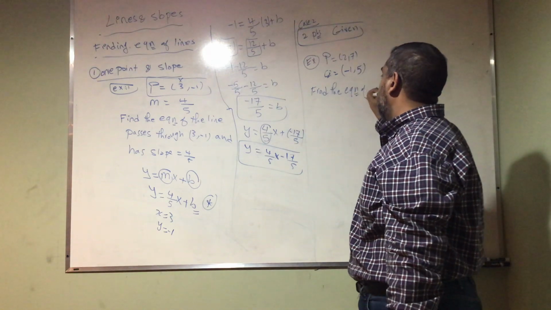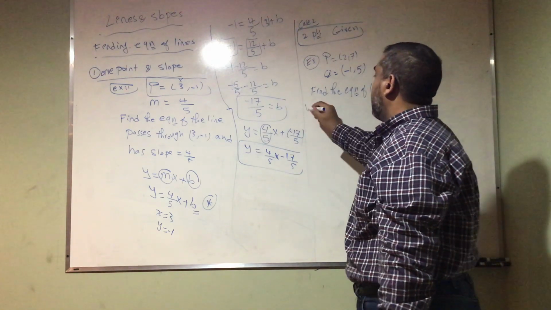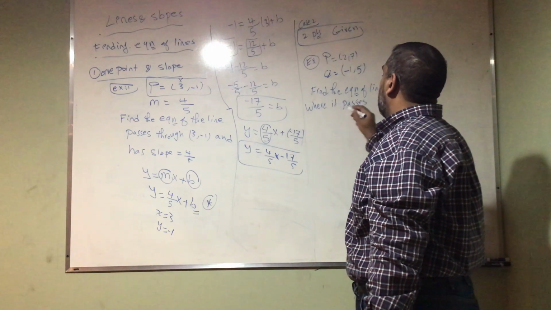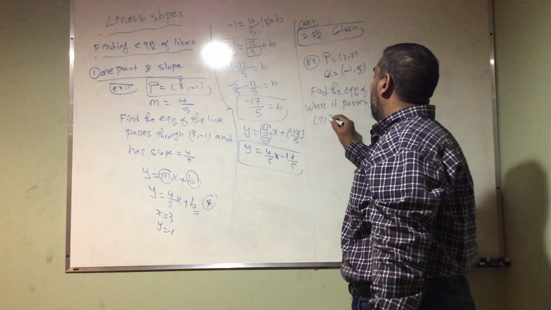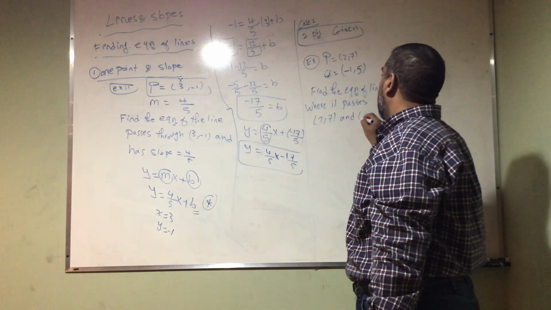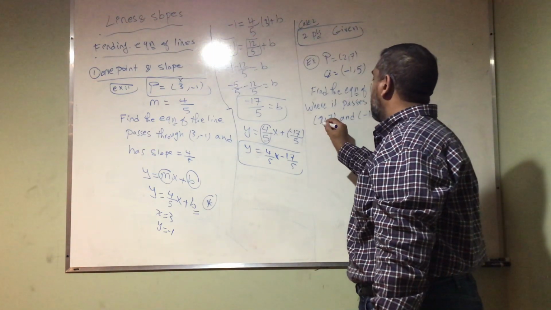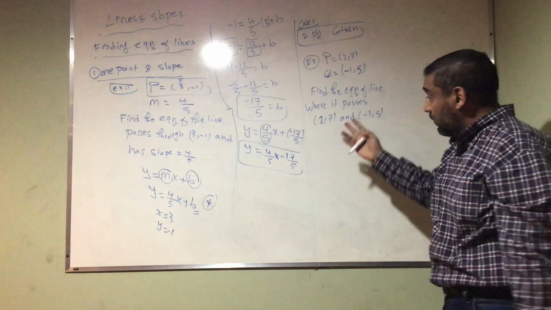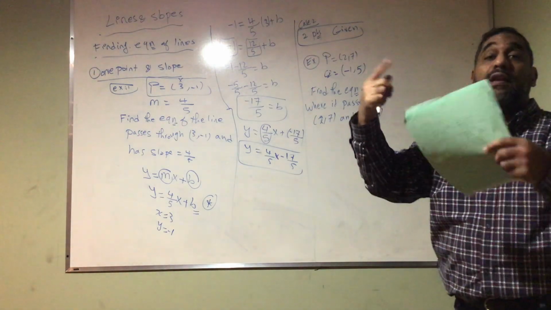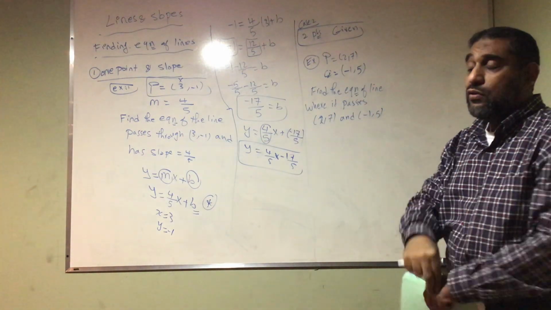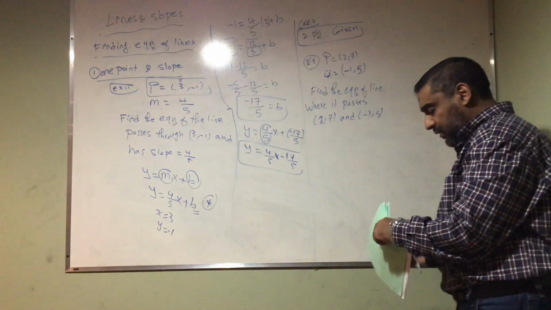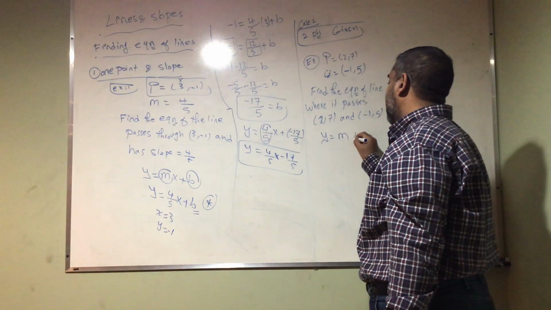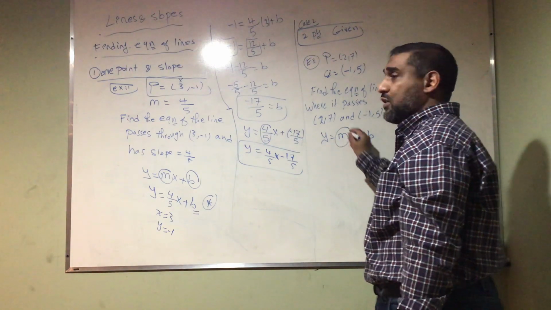Find the equation of the line that passes through those 2 points, (2, 7) and (-1, 5). So I need to find the line through the two points given to you. The question now is, how are you going to find the equation of this line? What I'm going to do: the equation of any line should be in this form, mx plus b. So now I need to get the slope.